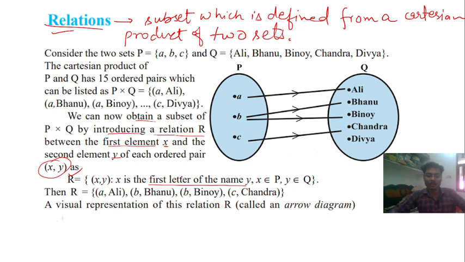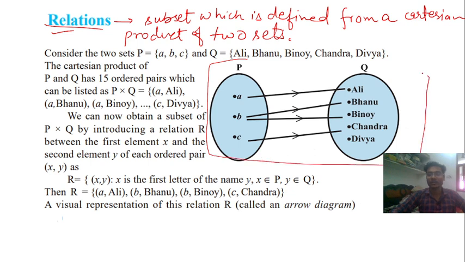And whatever you are seeing here in this image, the visual representation of R is called an arrow diagram. So this is an arrow diagram.